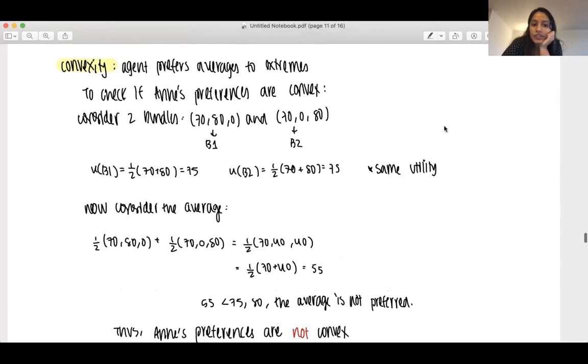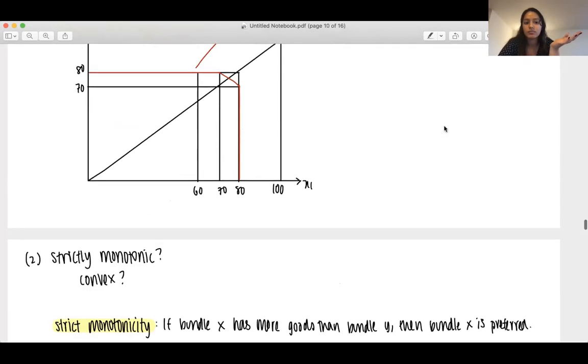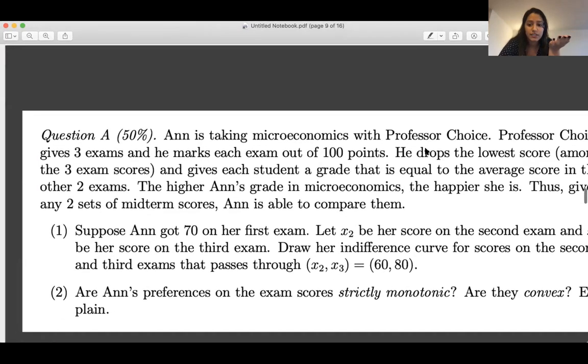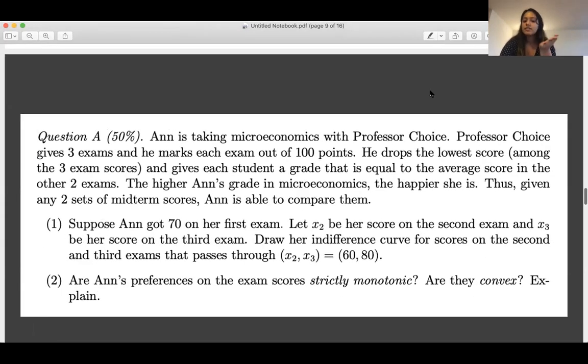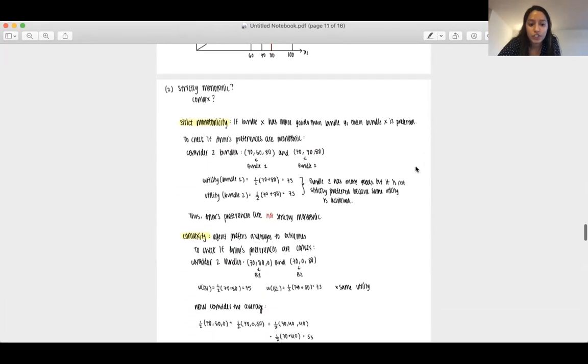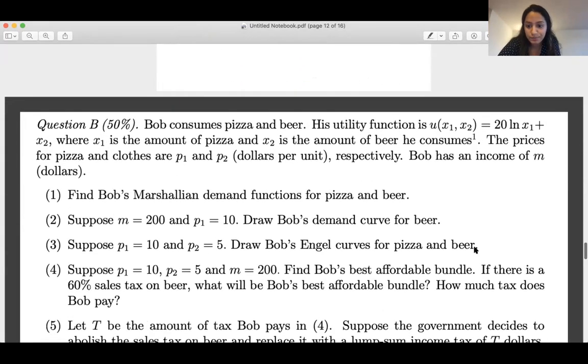Okay, so this was the first question. This was basically 50% of the exam already done. As you can see, it's a pretty good way the exam is set out, or it was in the past, and hopefully it'll be the same this year. And now we'll go on to question B, which is the second question.